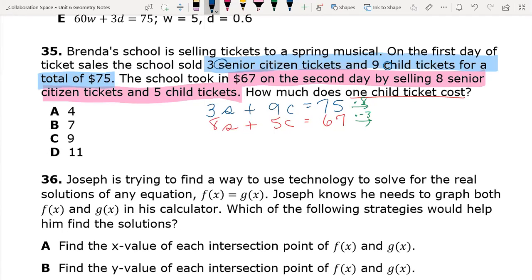And then we are going to have 24S plus 72C equals, get my calculator out, 75 times 8 is 600. Okay, and then we're going to do the same thing here, only multiplying by -3, which gets -24S, -15C, and 67 times -3 is -201.